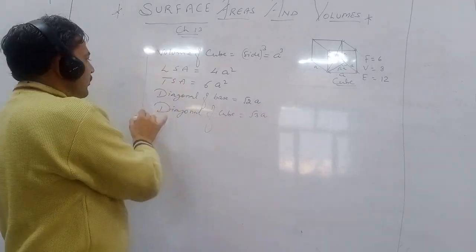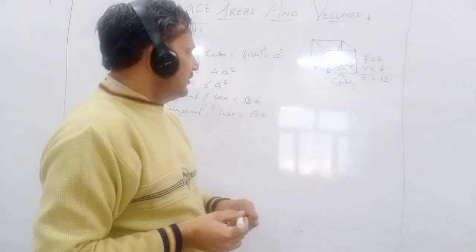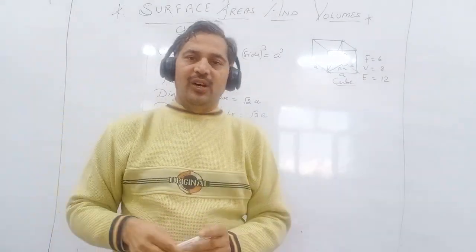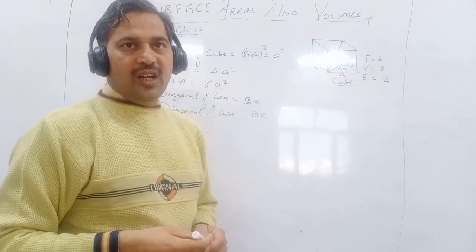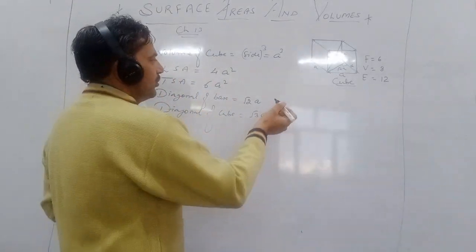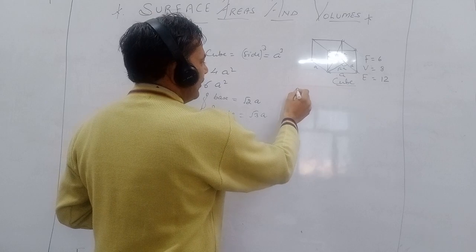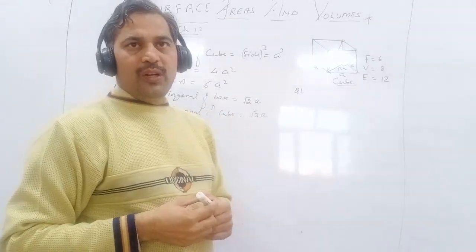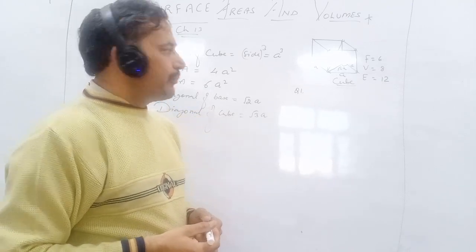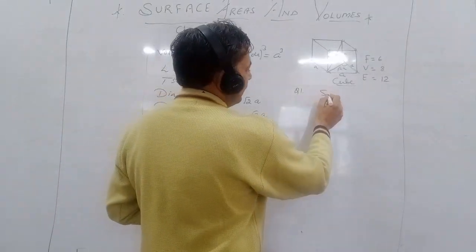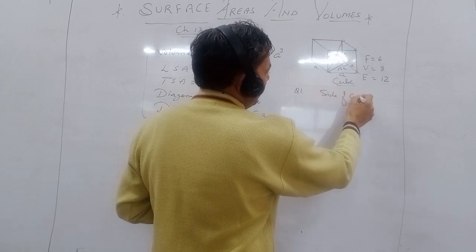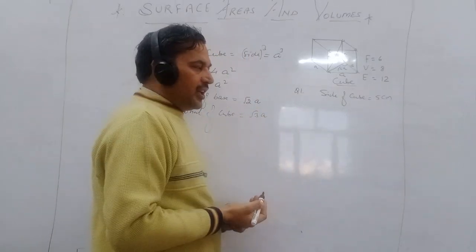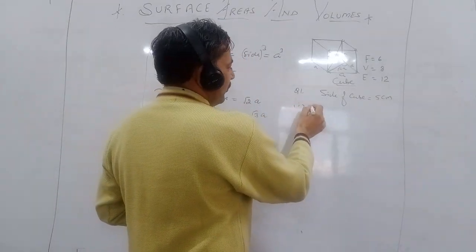Okay, these four formulae tell how to find volume, how to find lateral surface area, how to find total surface area, and how to find the diagonal. So now let's see the application of these formulae, how to apply them. Okay, side of the cube is given. Side of the cube is equal to 5 centimeter. Now find number 1, volume.